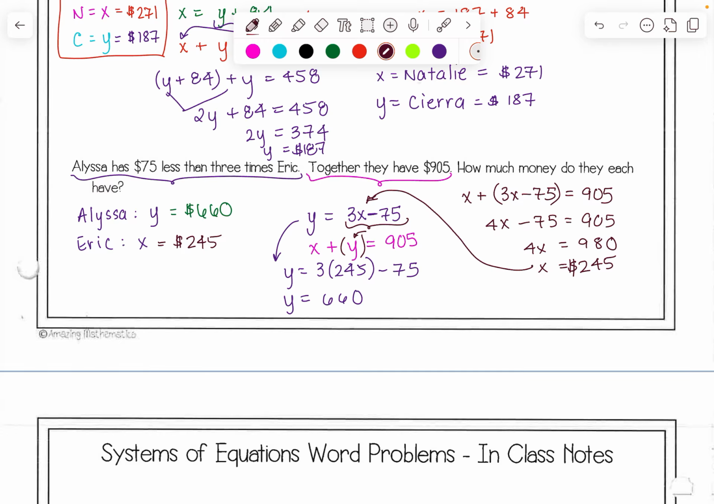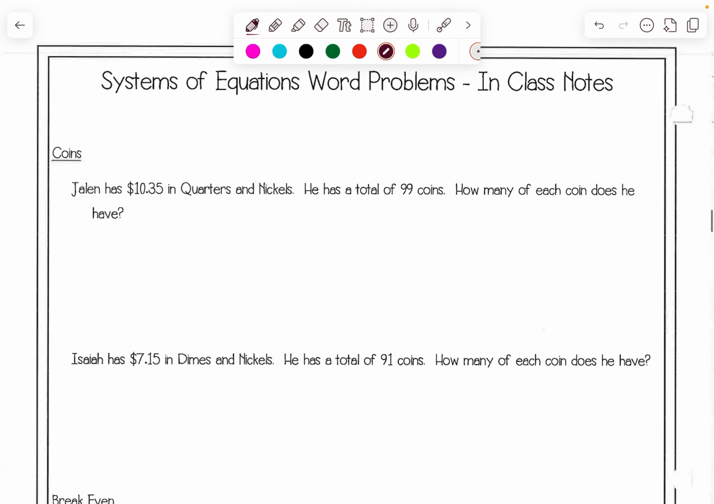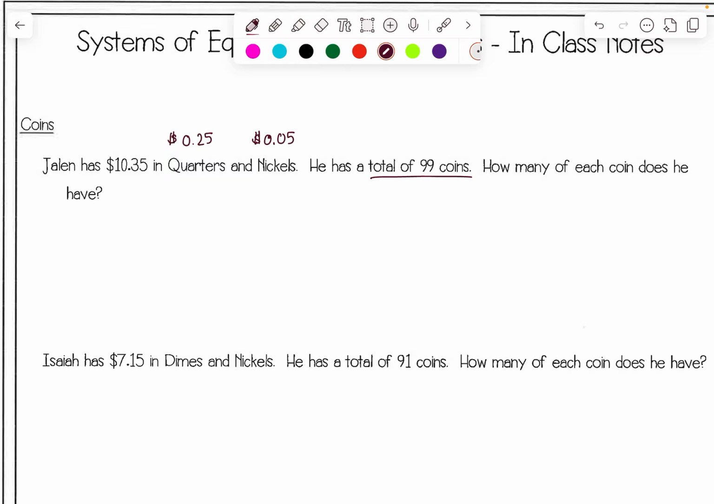So make sure you are able to acknowledge your variable, give your variable a meaning. Make sure you label how much money each person has. Okay, next page, coins. Folks, just to make sure you all understand, coins. Quarters are worth 25 cents. Nickels are worth 5 cents. Okay. So Jalen has $10.35 in quarters and nickels. How many of each coin does he have if he has a total of 99 coins?